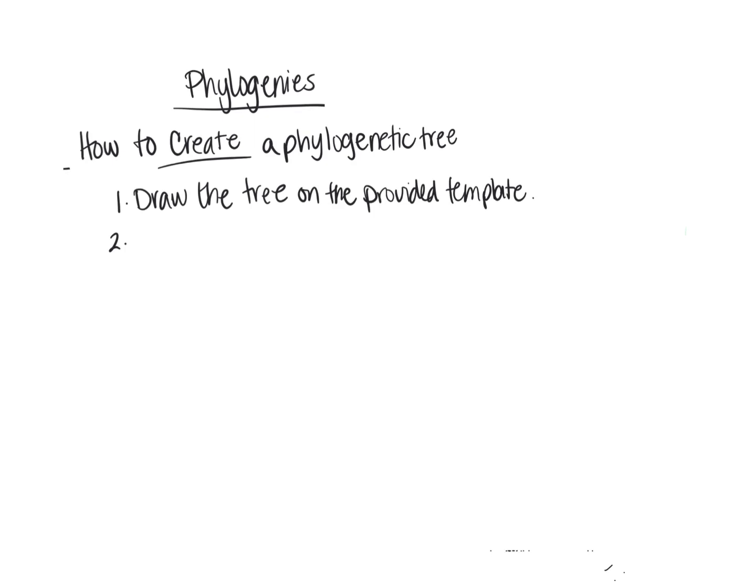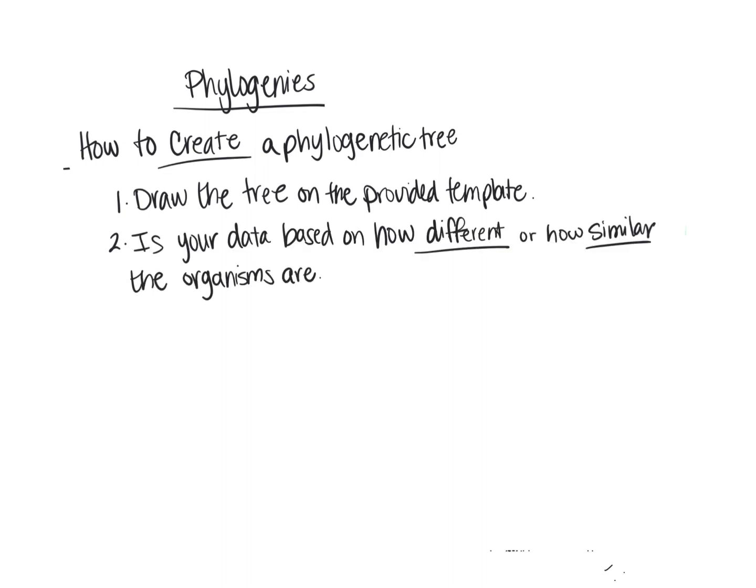Number 2, you want to take a look at your data and determine whether or not you are looking at differences or similarities between organisms. And the rule to remember is the more differences between organisms, the less likely they are related. Now, typically, depending on what type of phylogenetic tree they're asking for, I like to identify the extremes of my trees.